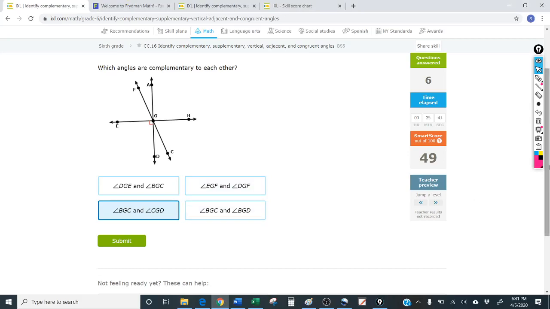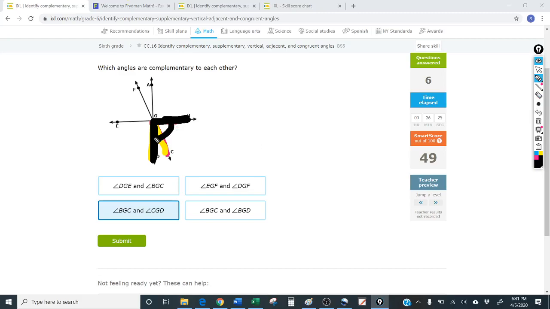Okay, so BGC, what is that one? From B to G to C, and then CGD, so that's going from C to G to D. And if we go from here through here, then even though I'm doing a really bad job of drawing this, this actually does make a 90-degree angle. And that means that this angle plus this angle equals 90 degrees, which by definition makes them complementary.